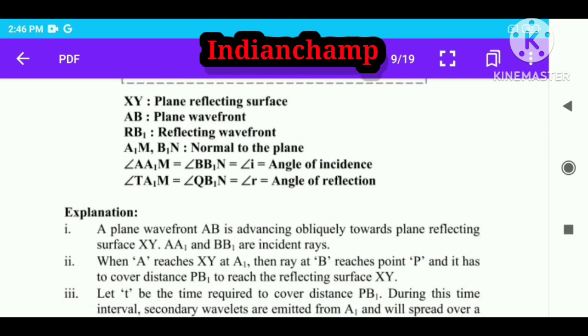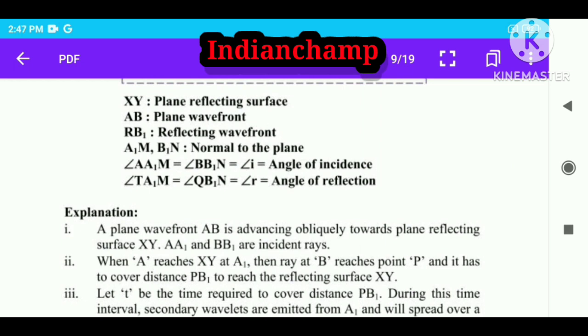XY is the plane reflecting surface, AB is the plane wavefront, RB1 is the reflected wavefront, A1M and B1N are normals to the plane. Angle A1MB is equal to angle I, B1N is equal to angle I, the angle of incidence. Angle A1MB1N is equal to angle R.